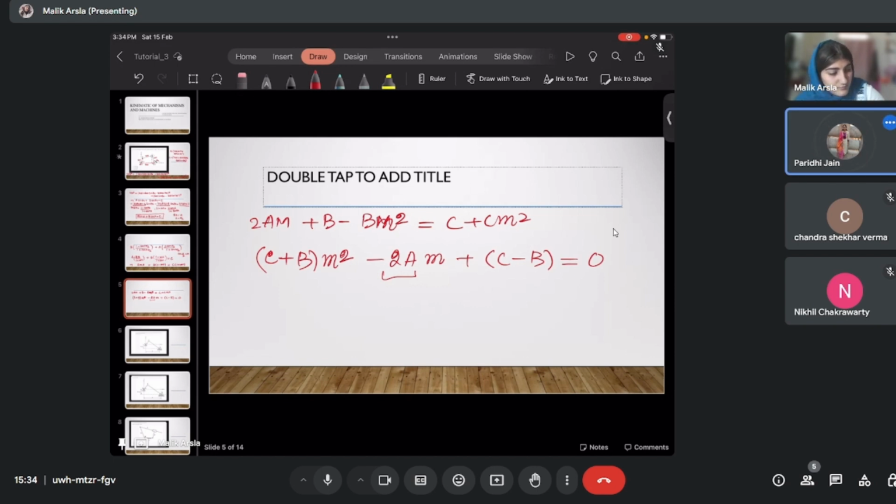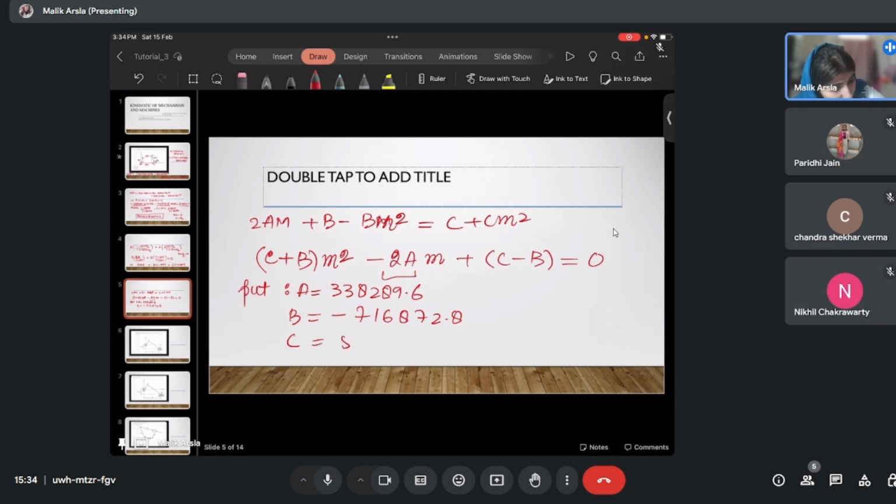Ma'am, can you please once again tell the values of a, b, c? Let me write it. I just joined late. Yeah, so a is equal to 338,289.6, b is equal to minus 716,872.8, and c is equal to 593,851.7117. So these are the values of a, b and c. So you can simply solve it in the calculator for now.